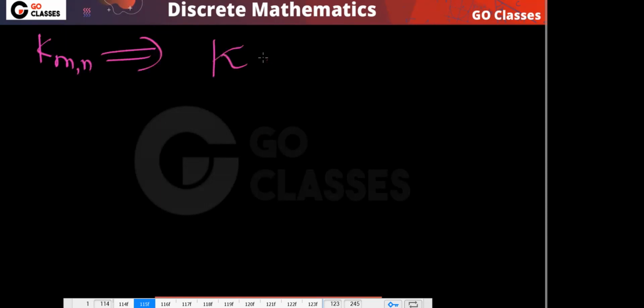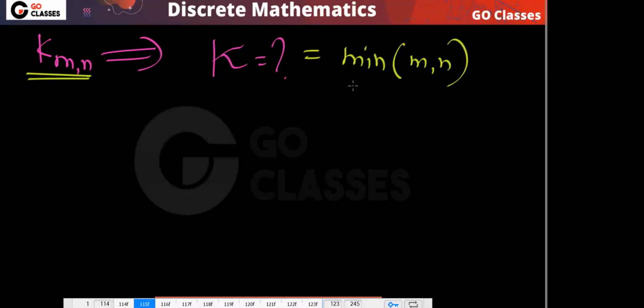For this, what is the kappa? For K_{m,n}, the complete bipartite graph, what should the kappa be? The connectivity number will be the minimum of m comma n.